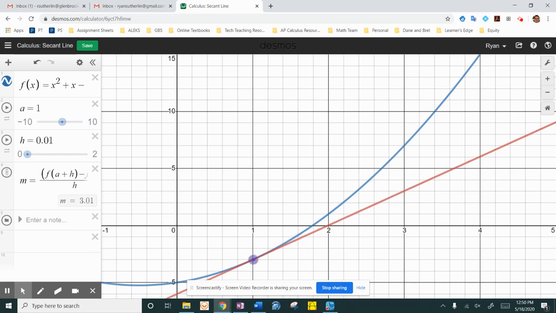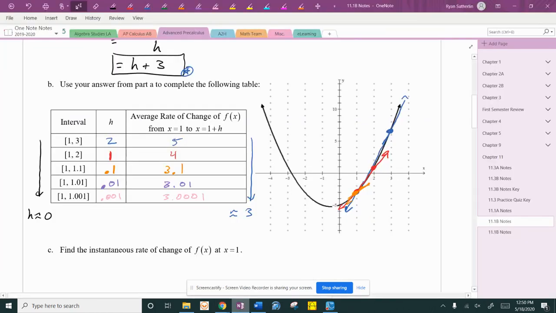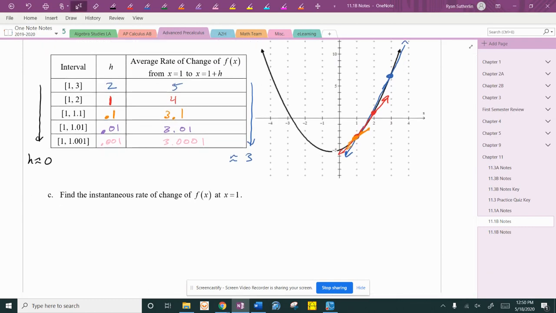So how do we approach something where we're getting closer and closer to 0, but we can't actually reach it? That's when we use the limit. If I want to know the instantaneous rate of change of f of x at x equals 1, then what I'm going to do is find the instantaneous rate of change.